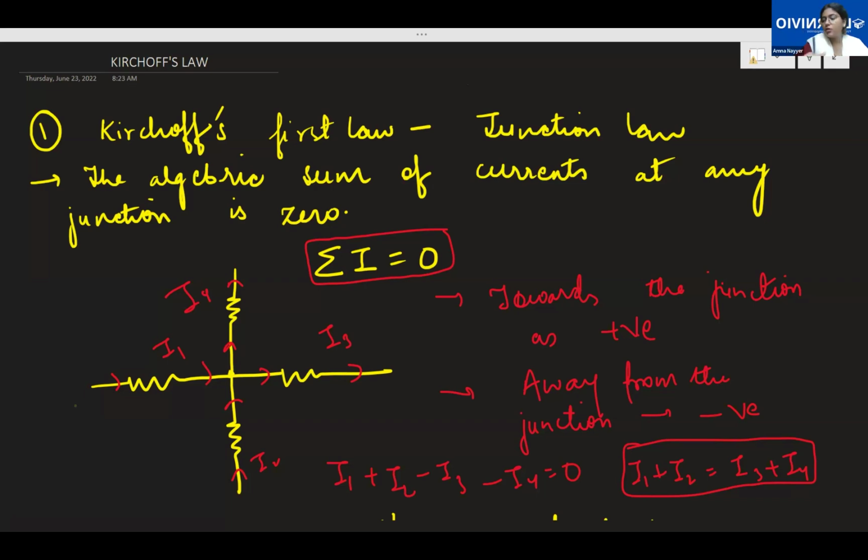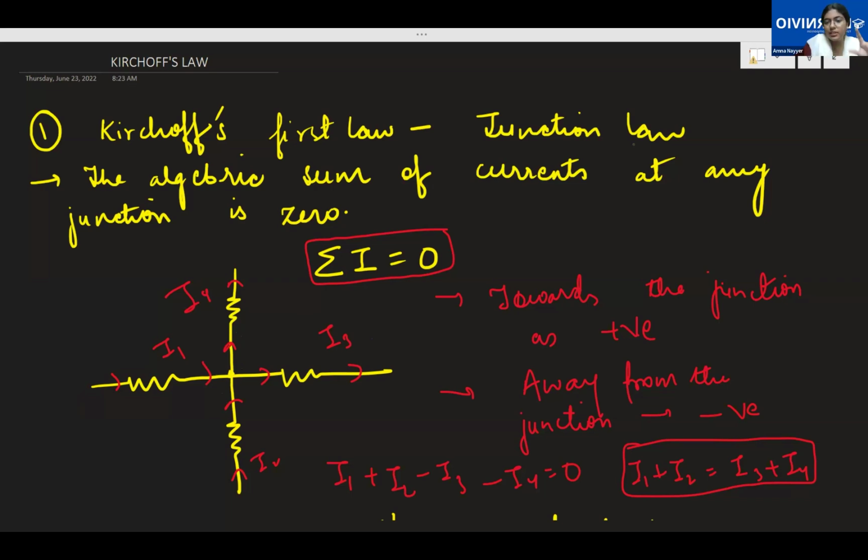Yes, see, Kirchhoff's law basically has two laws. First law is the junction law. Junction law means whatever current, total sum of all the currents will be zero. Means whatever currents are entering the junction will be exactly equal to all the currents that are leaving the junction. Okay. So I1 is coming, let's say I2 is coming, I3 is exiting, I4 is exiting. So sum of all these currents will be equal to zero.